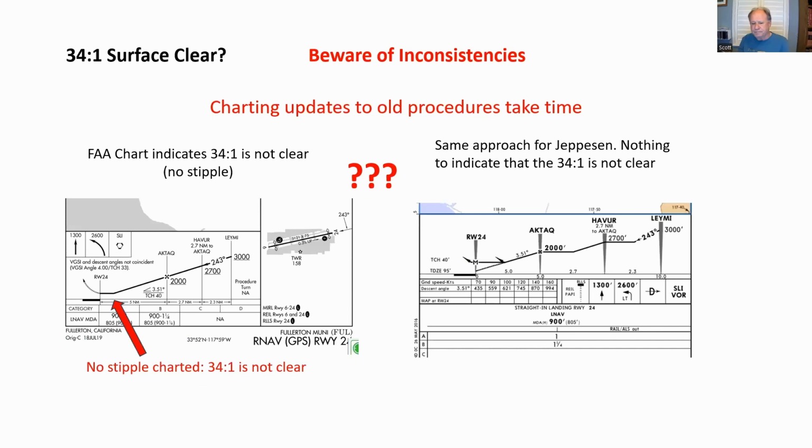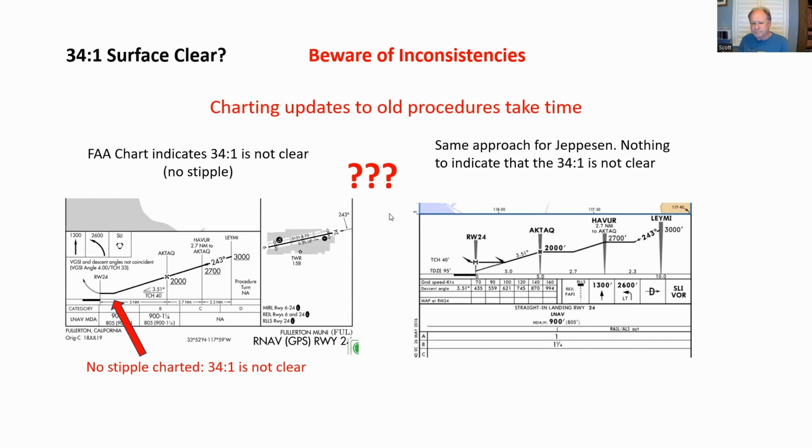So this is another gotcha here because there's inconsistencies, particularly on the FAA charts. And this is an example also at Fullerton. And there's no stipple on this chart showing 34-1 is clear. However, there's also nothing on the Jepson chart.